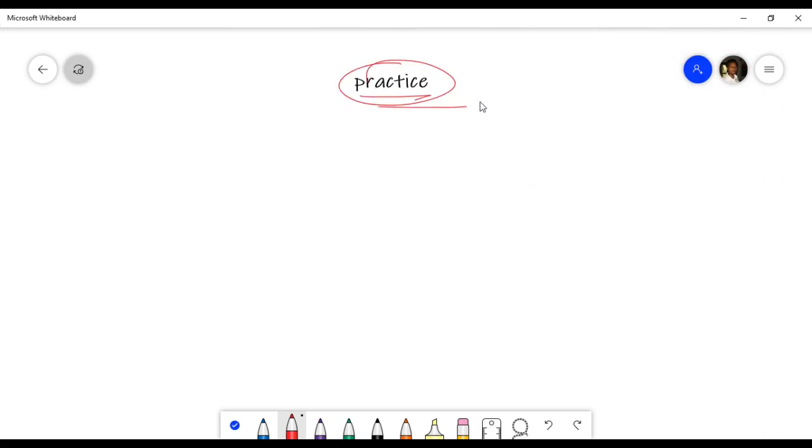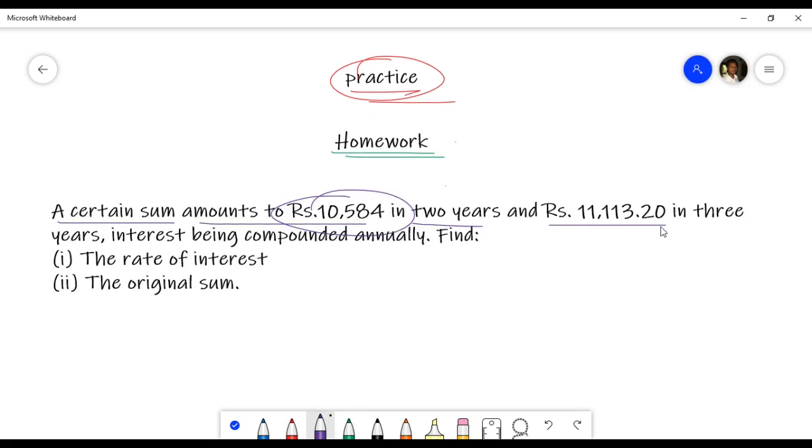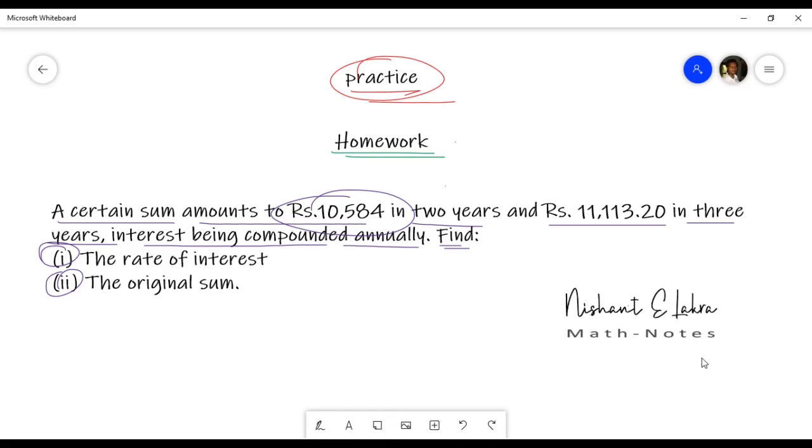Okay, so I hope you have understood. Keep practicing and keep learning more. There is a homework for you. A certain sum amounts to rupees 10,584 in 2 years and rupees 11,113 and 20 paise in 3 years, interest being compounded annually. You have to find the same two things that we learned, the rate of interest and the original sum. I hope you can do it by yourself. Keep practicing. You can go back through the video and see it again to understand and do this homework.